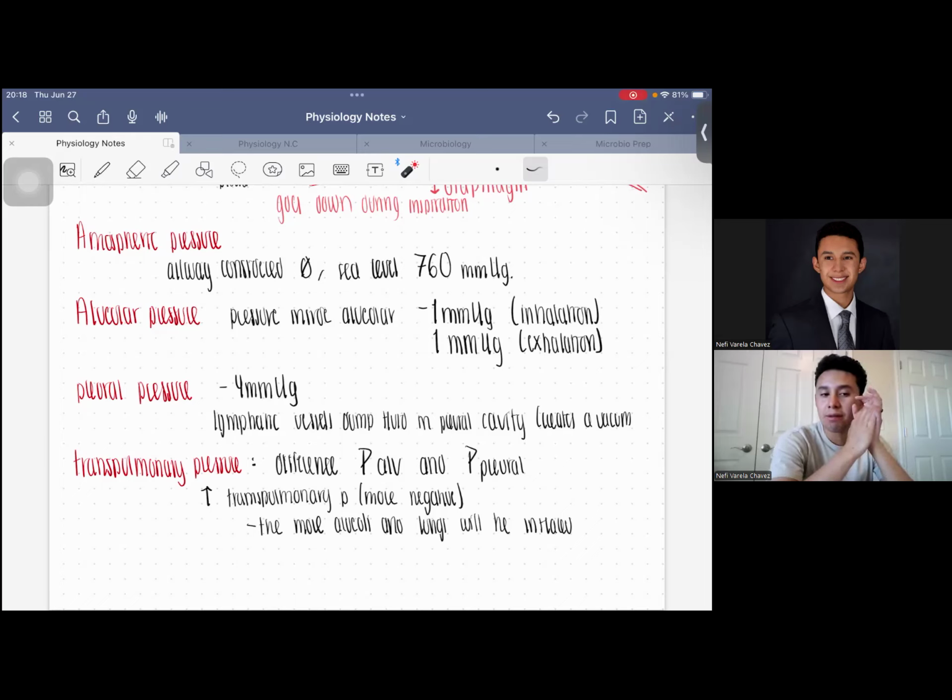We're going to have also alveolar pressure. The alveoli are going to be some like microstructures found in our lungs that are going to help us in the process of gas exchange, oxygen and carbon dioxide exchange. And this one is going to be -1 during inhalation, and during exhalation is going to become more positive. So in this case, it can reach even to 1 millimeter of mercury. Okay. Now we have pleural pressure.